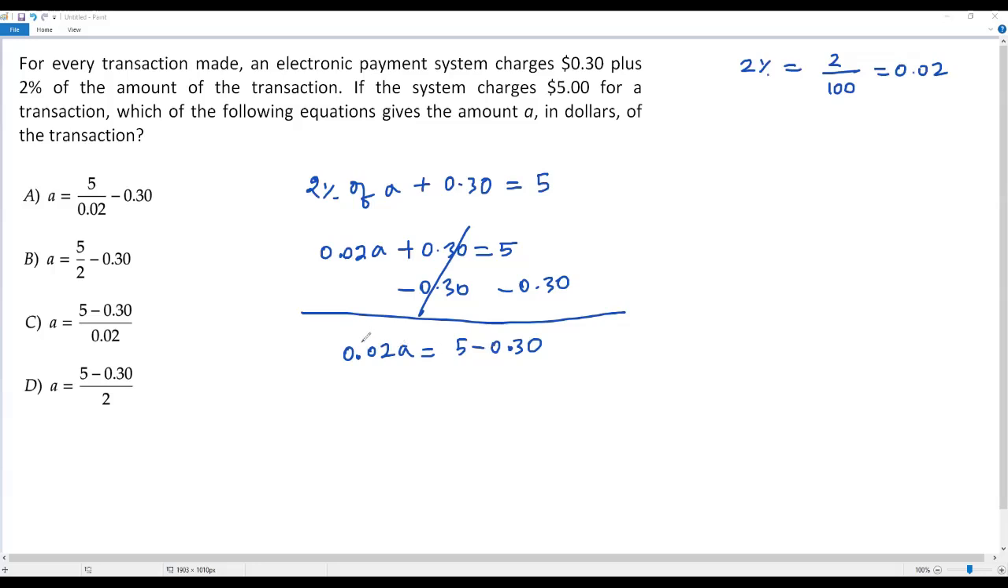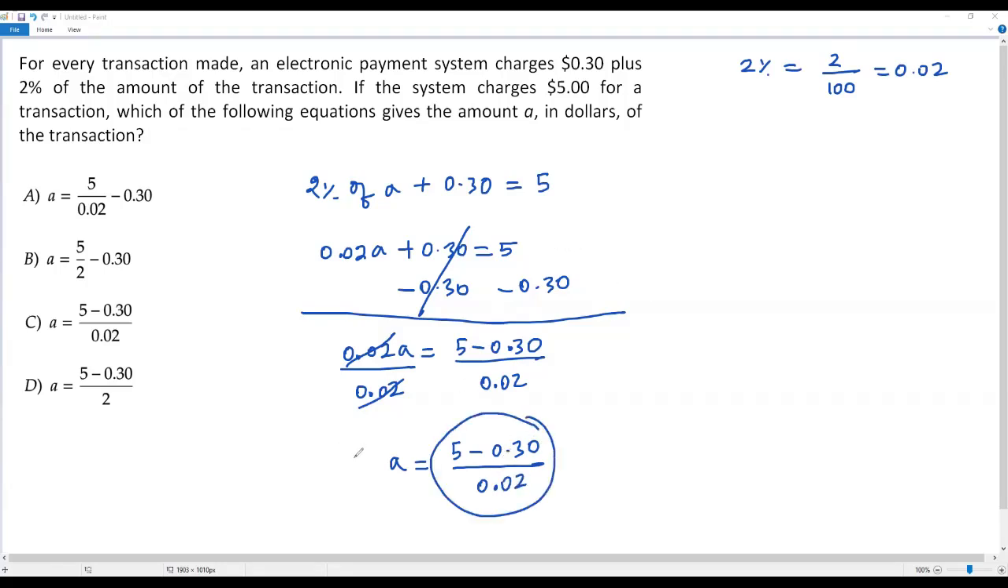Now, to solve for A, I have to get rid of this 0.02, which is multiplied by A. For that, I divide both sides by 0.02. Let me do it. So when I do so, the 0.02 will cancel out. I'm getting A on the left side. On the right side, I'm getting (5 minus 0.30) divided by 0.02. I got the amount of transaction A, that is (5 minus 0.30) divided by 0.02. I find this value exactly in answer choice C. So the correct answer choice for this question is C.